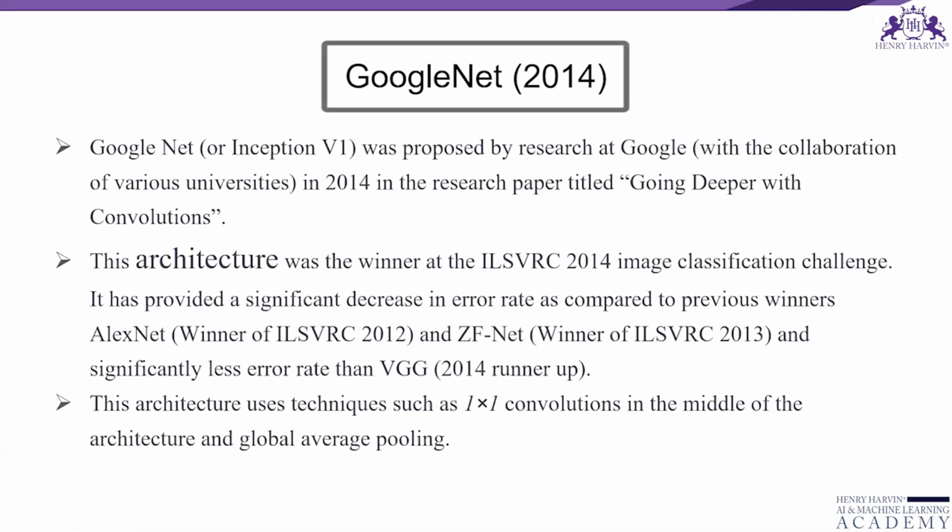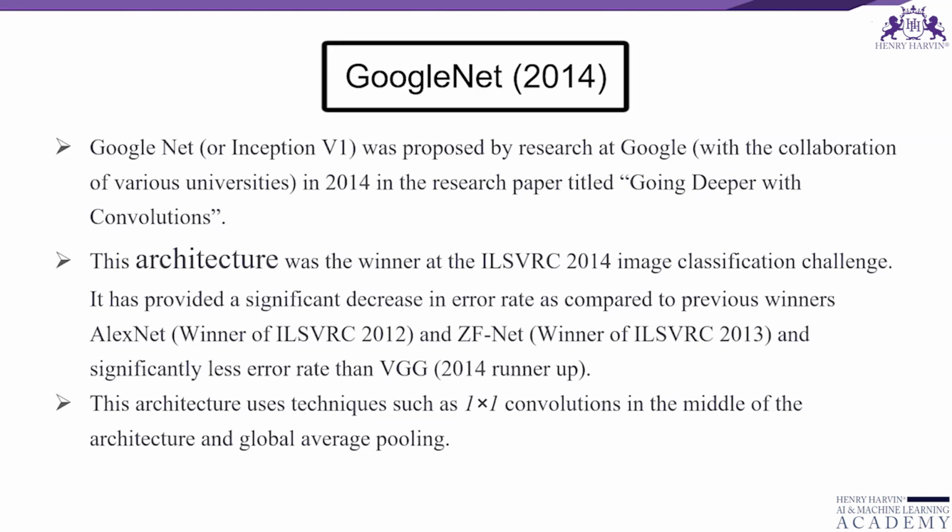We know that AlexNet was the winner of 2012, ZFNet was the winner of 2013, and VGGNet was the runner-up of 2014. So why did it win the challenge? Because the error rate was really less. And this architecture used techniques like 1x1 convolutions in the middle of the architecture and global average pooling. We will study in detail this 1x1 convolution, why it is being used, and how it works.